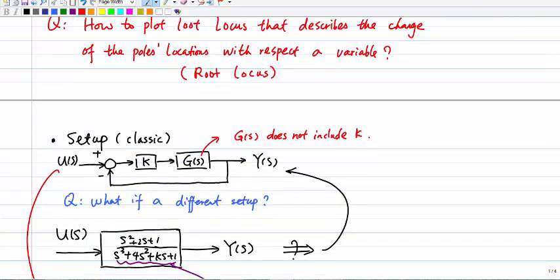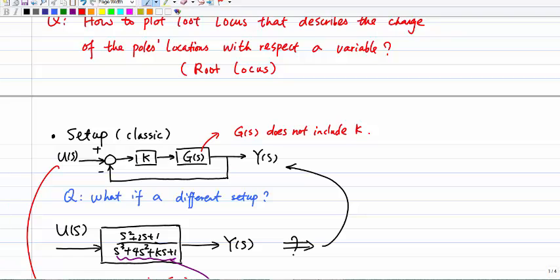Okay, so as I mentioned to you, we typically talk about the classic setup, which is a unit negative feedback with a control gain, which is K, for a given system G sub S. Typically the G sub S does not include K. We cannot include K. The only K that we can see here is right over here. So the G sub S does not include K.